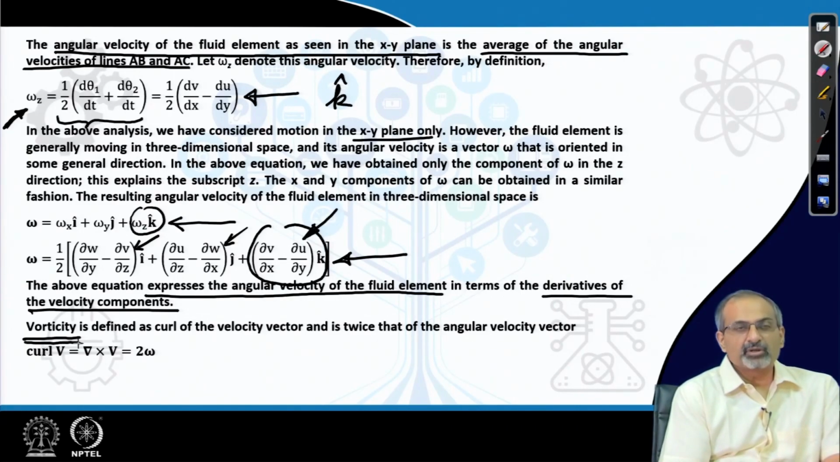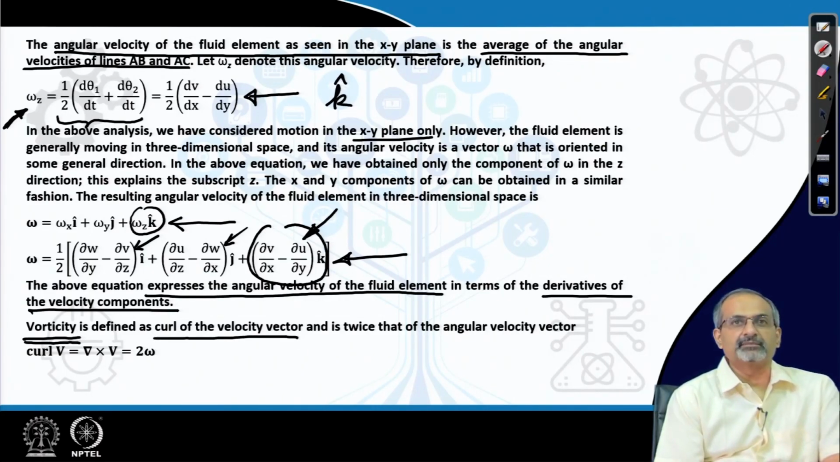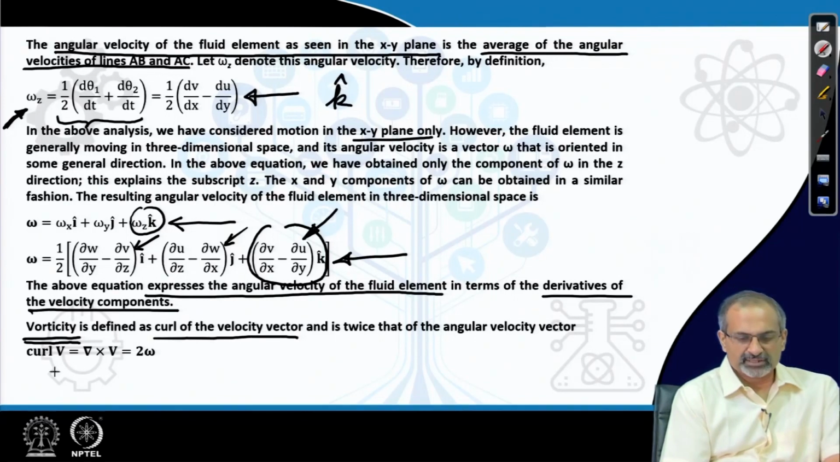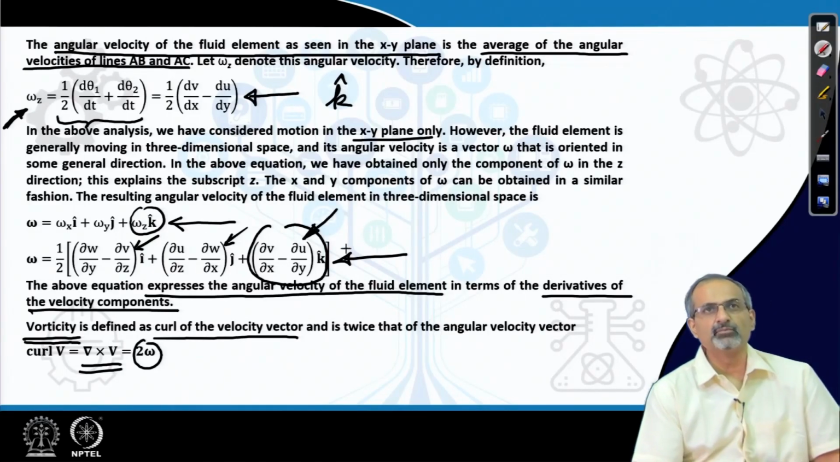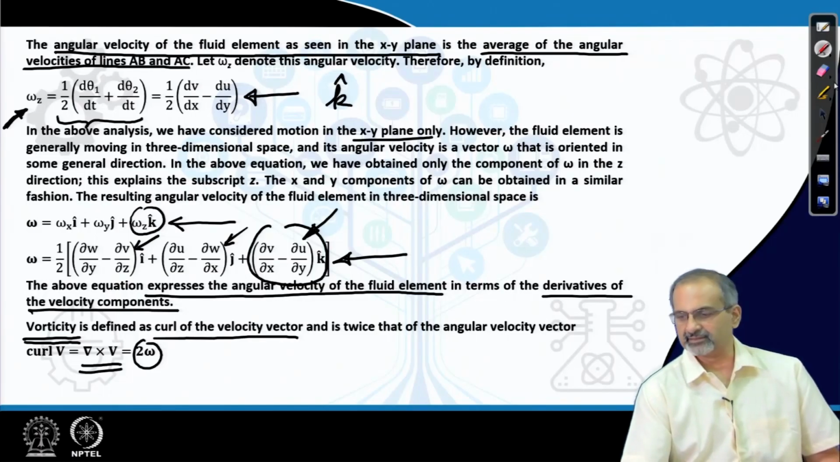Vorticity is a very, very important term in aerodynamics. It is defined as the curl of the velocity vector, which is del cross V. Incidentally, that is 2 times this angular velocity. We will discuss more on these in later lectures.